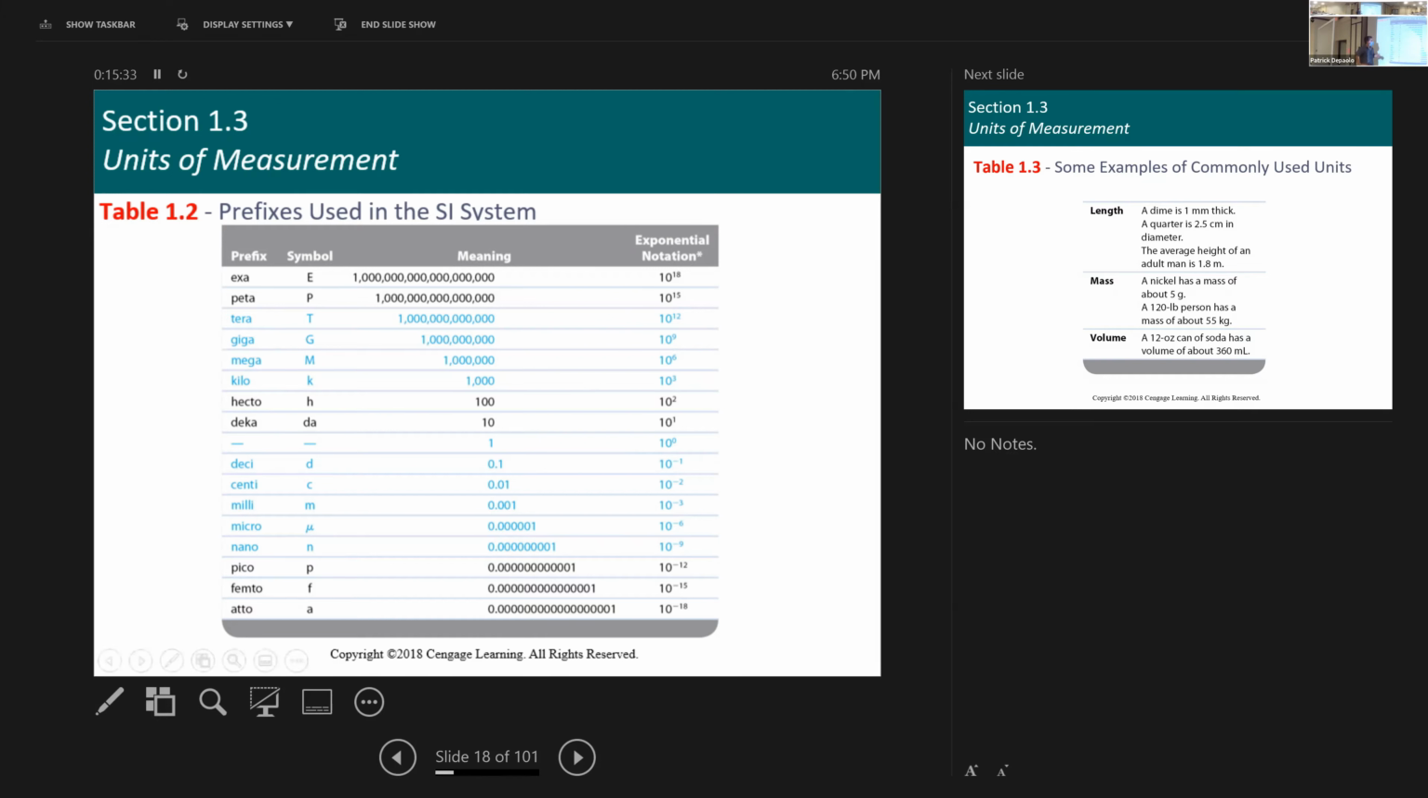So you have centi. So a cent is 100th of a dollar. So a centigram, or a centimeter, is 100th of that base unit. Then you have milli, which is not millionth, but thousandth of that unit. So 1,000 millimeters make up 1 meter. Then you have micro. So micro is a millionth, and this is the Greek letter mu.